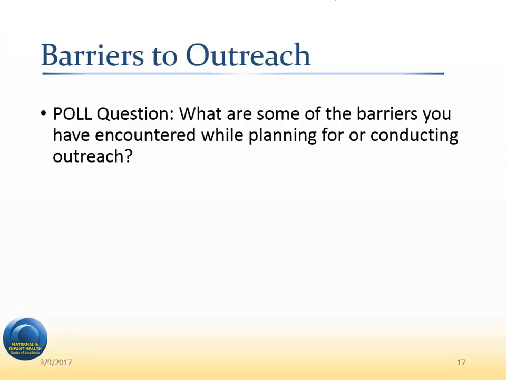So now what we want to do is, this will allow an opportunity for all of you who aren't talking to indicate your preferences. So we're interested in what are some of the barriers that you have encountered while planning for or conducting outreach. There are 4 choices, plus you have the option of writing in some barriers that we may not have already listed. And you can just type those into the chat box. So we'll give you a couple minutes to check out these. And again, this is a kind of a check all that apply.